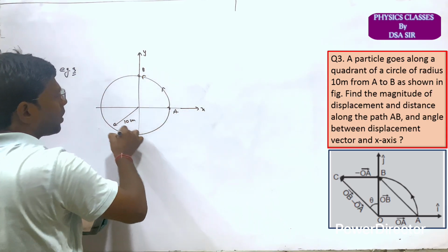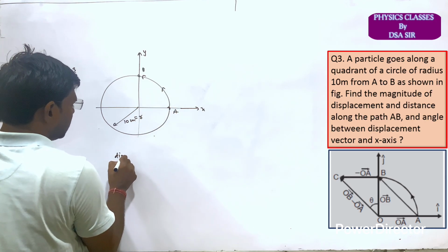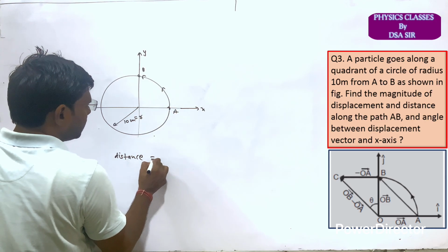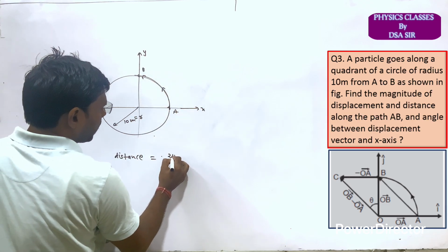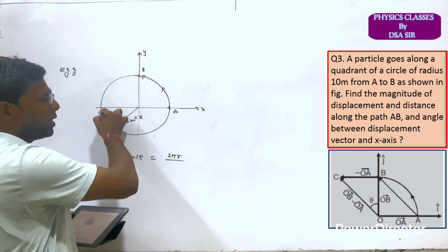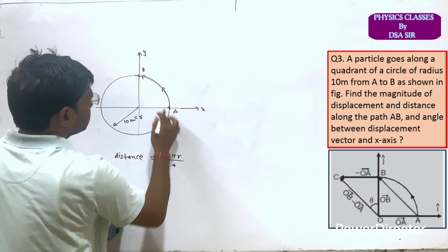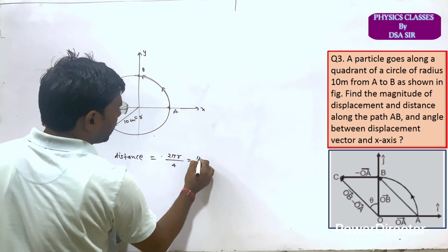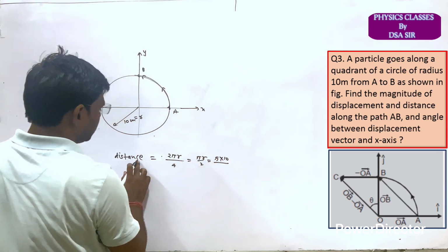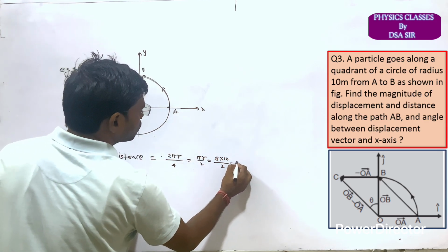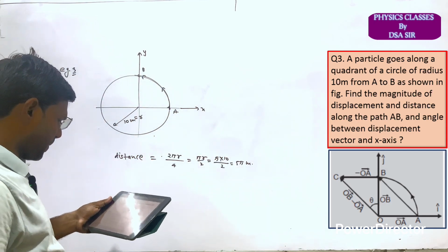So if this is a circle of radius r, the distance is equal to the path length, and this path length is 2 pi r, the total circumference, divided by 4, because this is one quadrant. So pi r by 2, and the radius is 10 meter, so this is pi times 10 meter upon 2. So 5 pi meter is the distance covered by the particle.